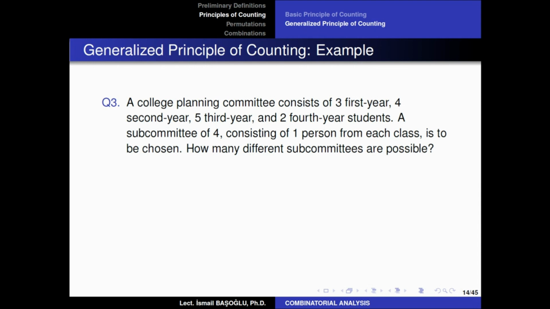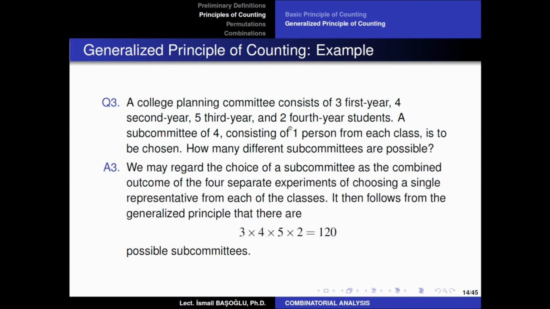Now there is a rule here, there's a restriction. There must be 1 person from each class. So the question is asking me, how many different subcommittees are possible? Here in this question, I'm going to consider the selection of the first year student as the first experiment, the second year student as the second experiment, the third year student as the third experiment, and the fourth year student as the fourth experiment. Okay.